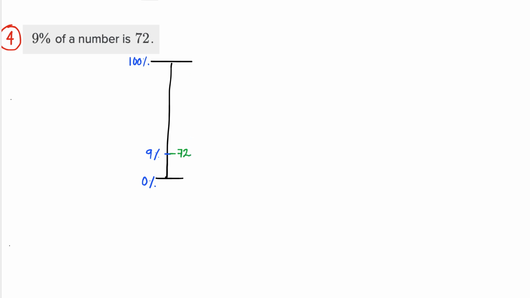So what I'm going to do is write here 1%. And I'm going to take this one and divide it by 9. That's my first step. And then, boom, multiply by 100. Same thing here. Divide by 9. And then multiply by 100.